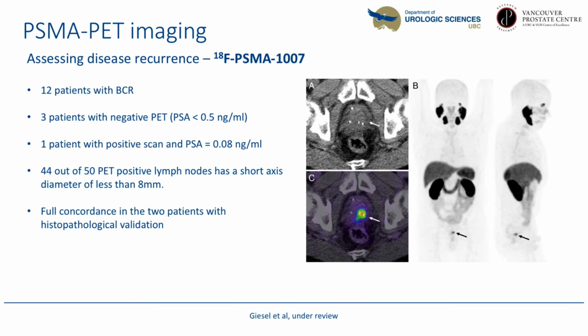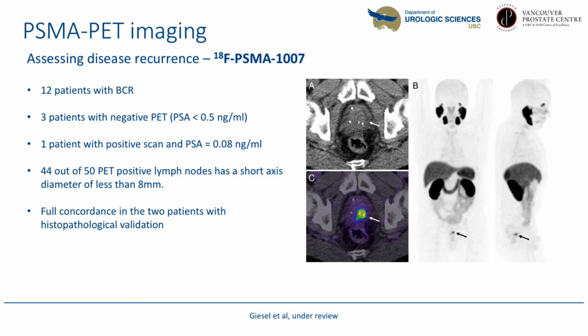The data for the other fluorine tracer is even more limited. So far, this tracer has only been evaluated in 12 patients with biochemical recurrence. 3 of these patients actually did have a negative PET scan. They had a PSA below 0.5. However, on the other side, 1 of the patients had a positive scan with a PSA of 0.08. Most of the lymph nodes that lit up in the PET were quite small, smaller than what you would actually call tumor on conventional imaging.